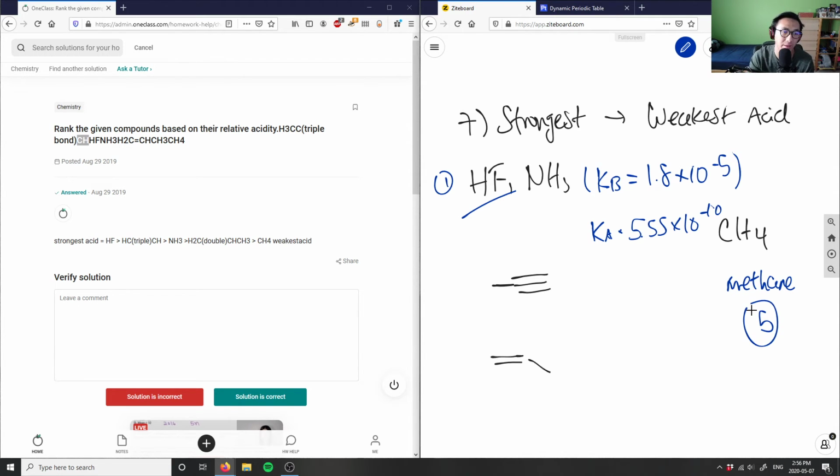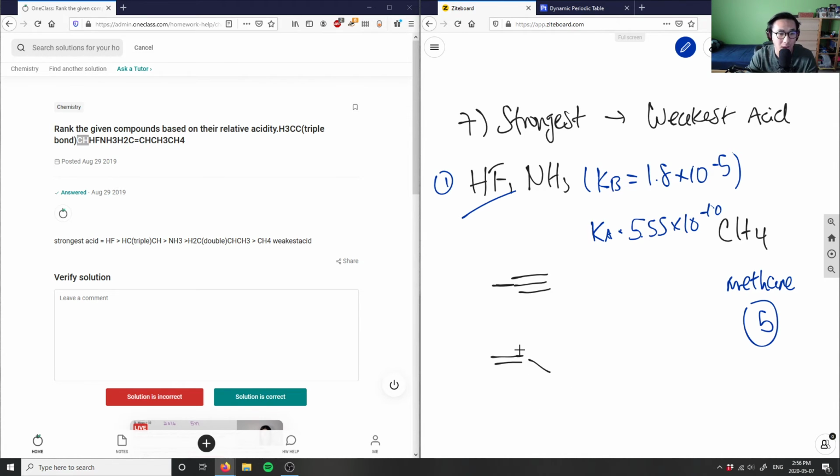And the reason why methane's our weakest acid is because it's not going to accept more electrons here. If you look at the structure of methane, how is it going to accept more electrons? It's already saturated, right? So this here is definitely my weakest acid. So methane here is my weakest acid. Then I would probably think that my alkene is going to be my next weakest acid.